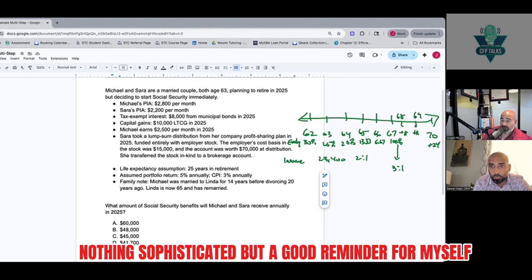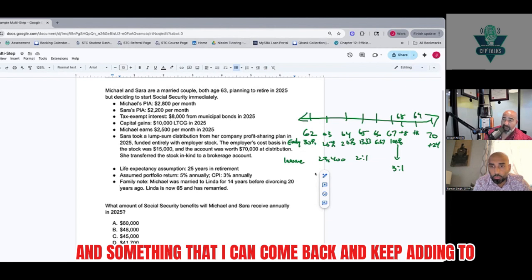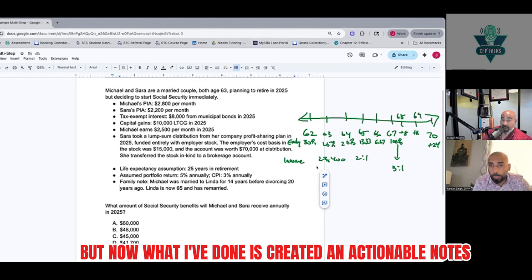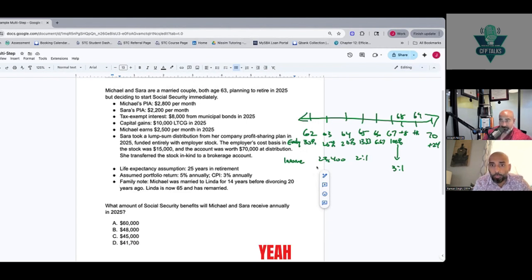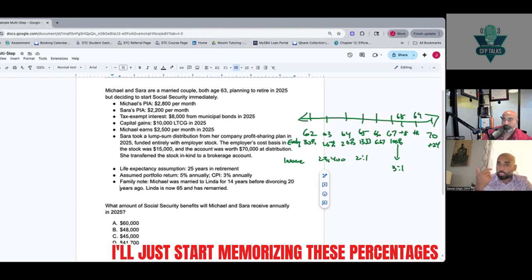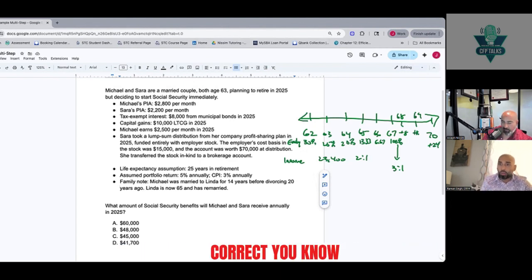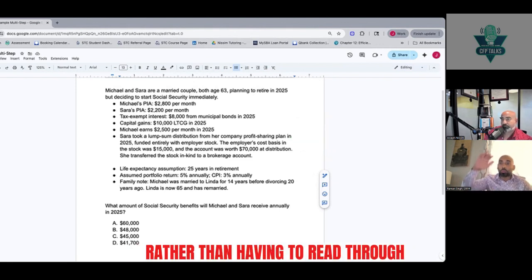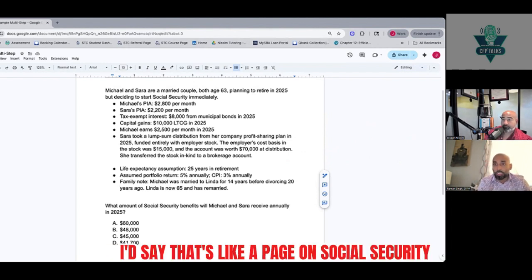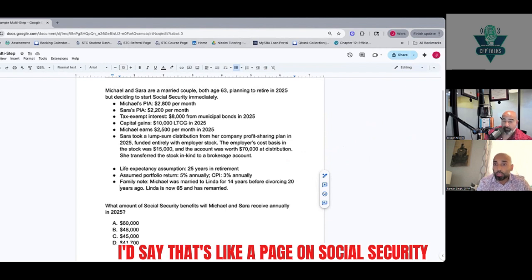Again, nothing sophisticated, but a good reminder for myself and something that I can come back and keep adding to as I get more and more detail. But now what I've done is created actionable notes. I like this, Joe, because the more I write this down, I'll just start memorizing these percentages and these numbers. And it's about practicing this, right? If I know I can just quickly draw this chart down rather than having to read through. What you just wrote down in the form of a small little chart, I'd say that's like a page on Social Security. Exactly right.